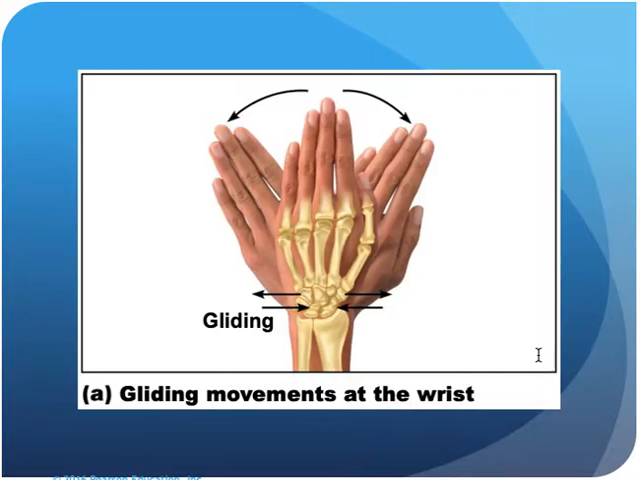Okay, so if you're moving your wrist back and forth, you can put your fingers on either side and feel these little carpal bones that we already learned and know how to name at this point. You can feel them sliding against each other. Those are going to be my gliding movements of my wrist. So no change in the angles between these bones and no real rotation in the bones.